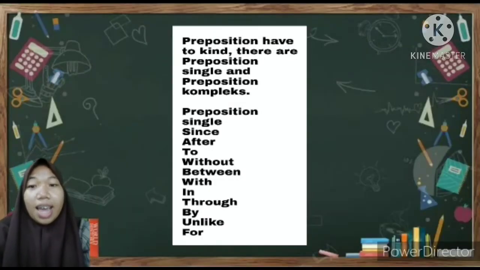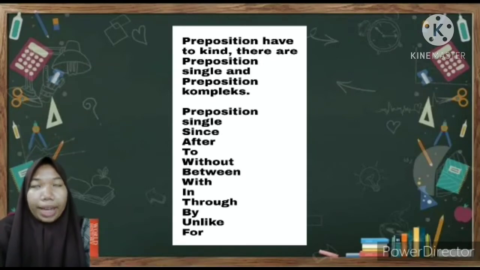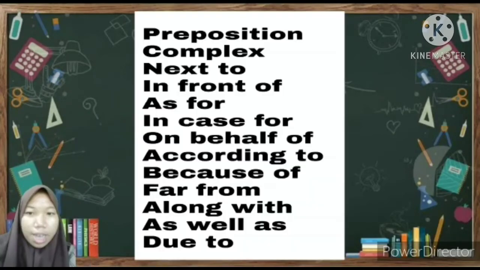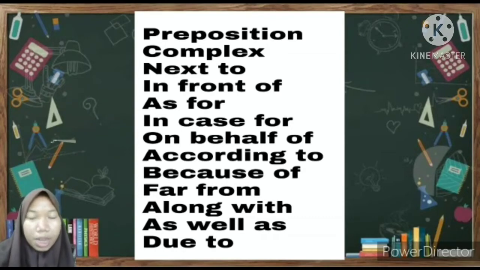Prepositions have two kinds. There are single prepositions and complex prepositions. 1. Single prepositions: after, to, without, between, with, in, through, by, unlike, and for. Next, complex prepositions. There are next to, in front of, as for, in case of, on behalf of, according to, because of, far from, along with, as well as, and due to.